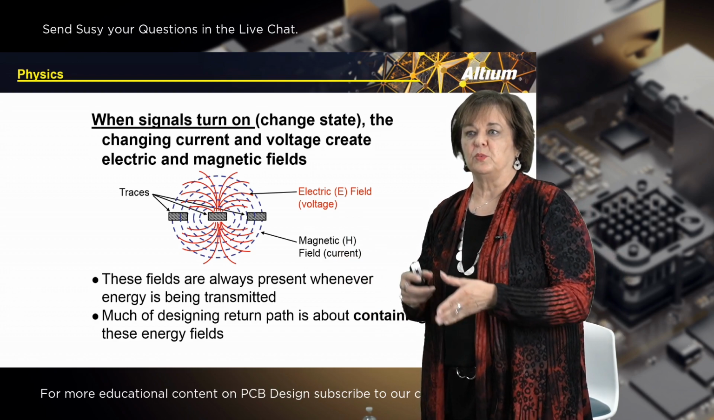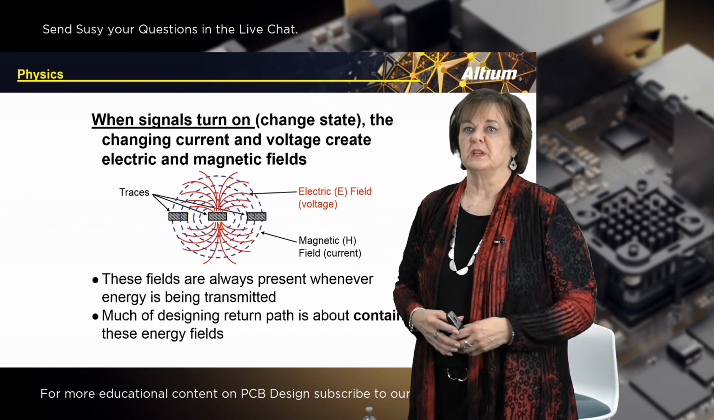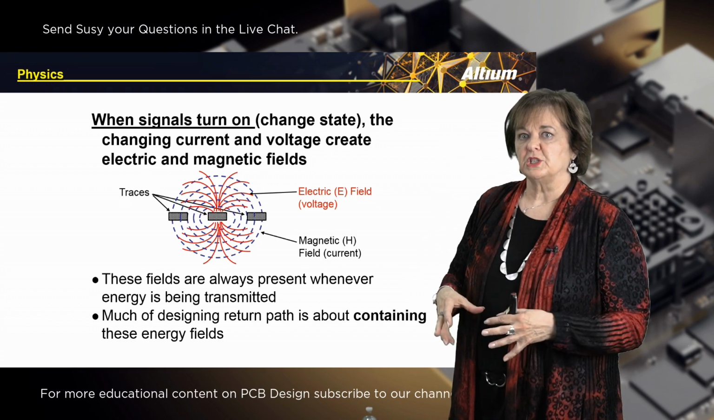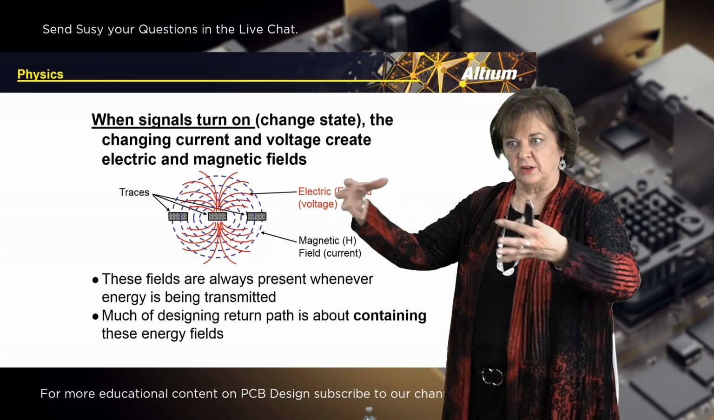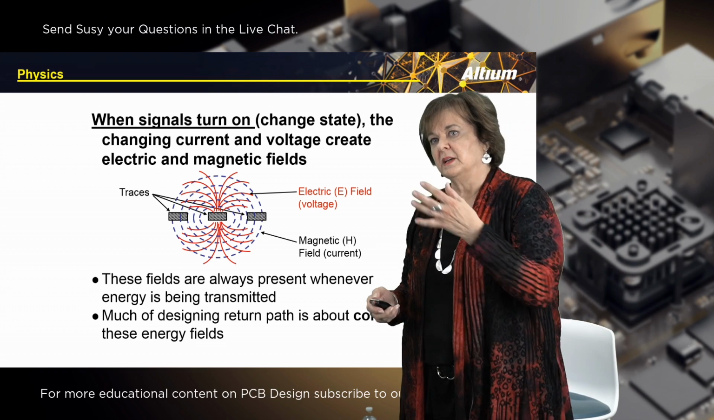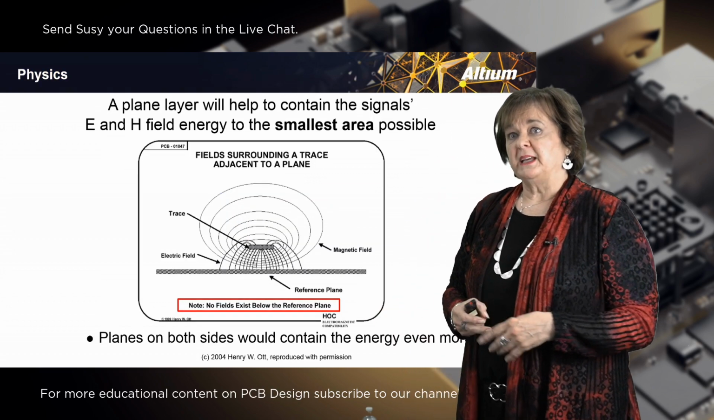So we need to be careful what we're doing with the designing of the circuit boards. These fields are always present, and there is much of the designing that is about containing these fields and making sure that they are in the smallest area possible so that we don't have issues with them interfering with anything around them. A plane layer helps.